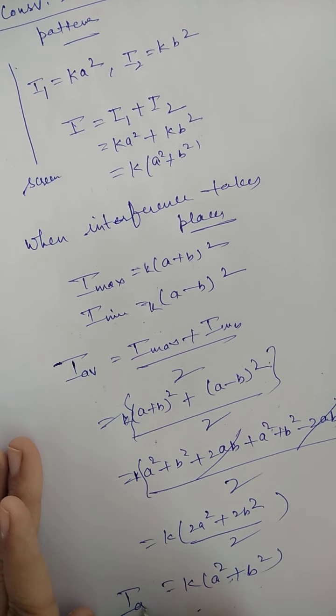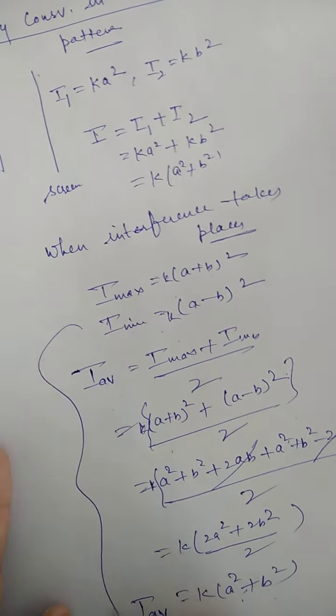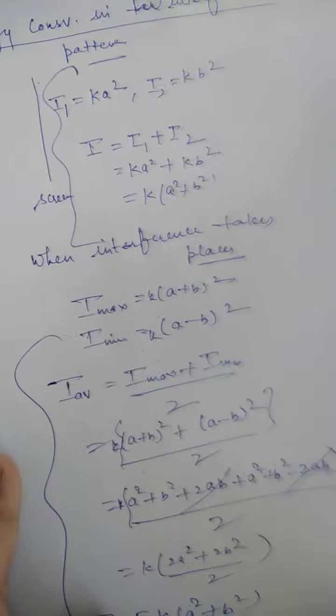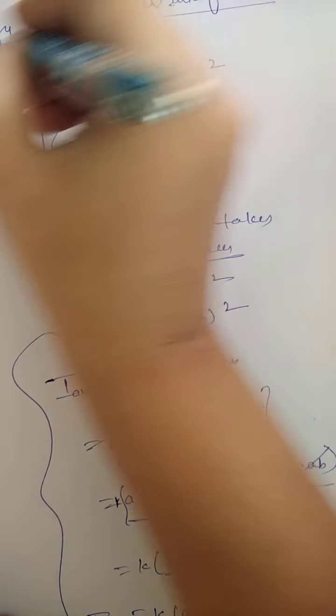तो I average intensity after interference and the intensity before, of two coherent sources, is same. So this proves the energy conservation.